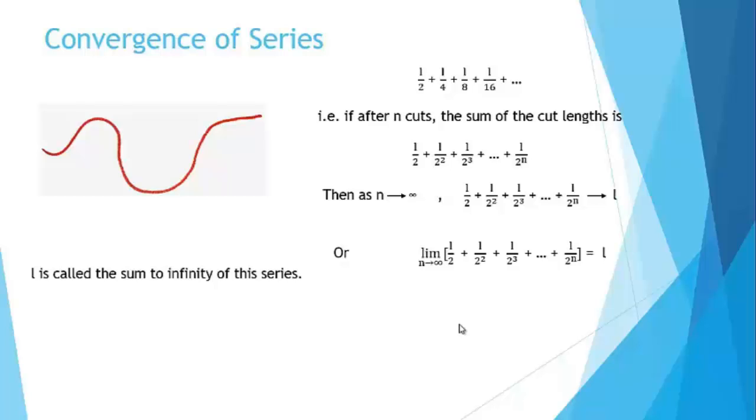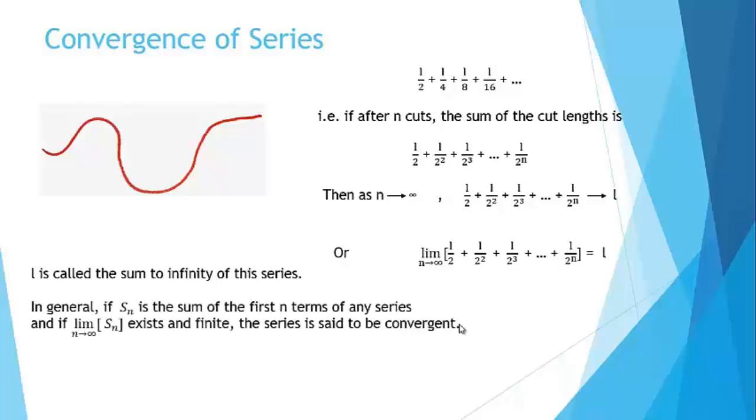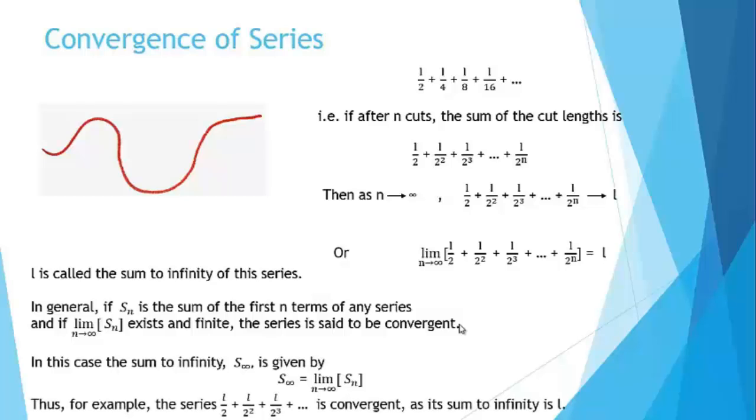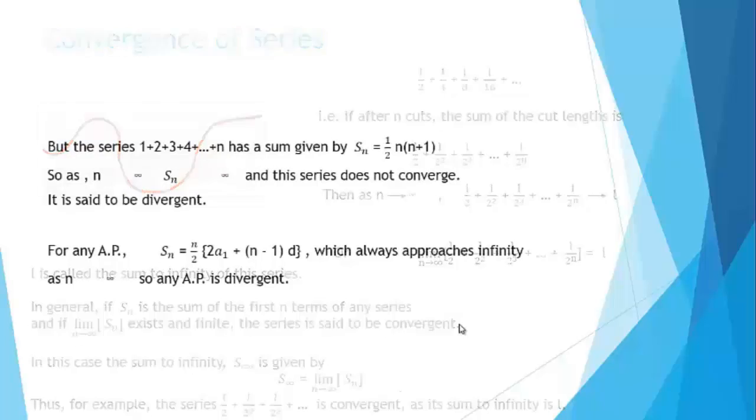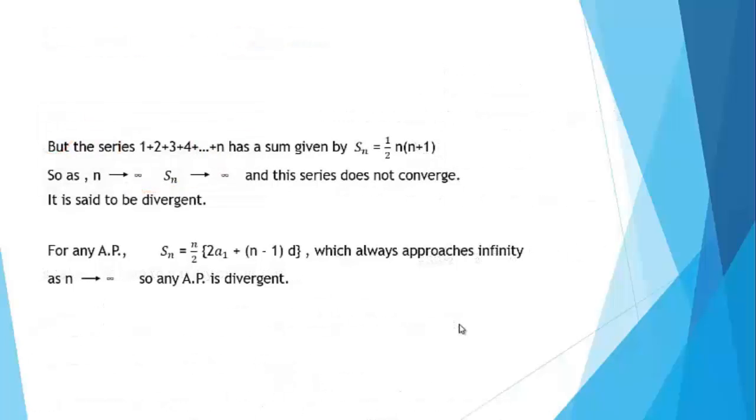In general, if Sn is the sum of the first n terms of any series, and if the limit of Sn as n tends to infinity exists and is finite, the series is said to be convergent. In this case, the sum to infinity S infinity is given by S infinity equals the limit of Sn as n tends to infinity. Thus, for example, the series L by 2 plus L by 2 square plus L by 2 cube and so on is convergent as its sum to infinity is L.